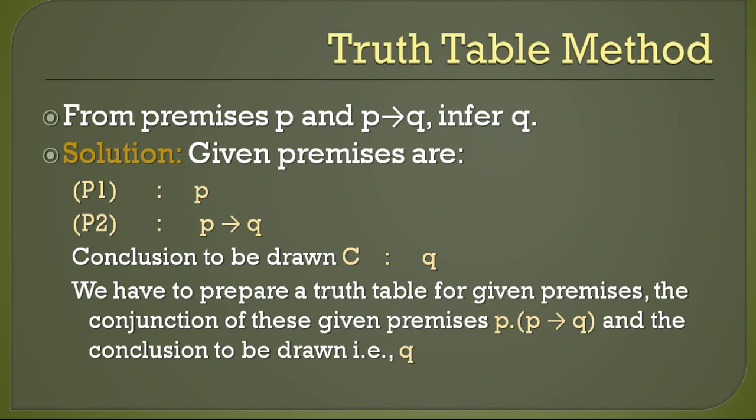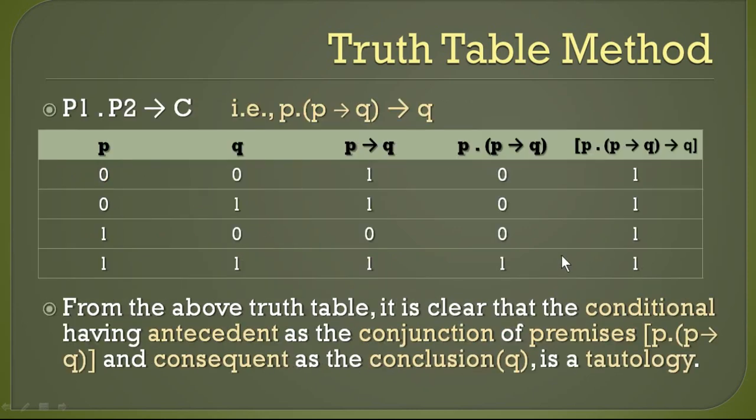Now we have to prepare a truth table for the given premises, that is for P and then P implies Q. For the conjunction of the given premises, you can join these two using the AND operator in between, P dot P implies Q. So this is how you are going to join. And the conclusion to be drawn is Q. Now you are going to see how to draw the truth table. So you got the condition, that is P1 dot P2 implies C. So this is what you are going to find.